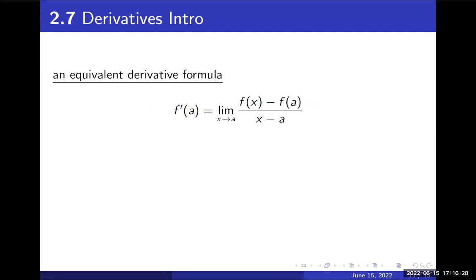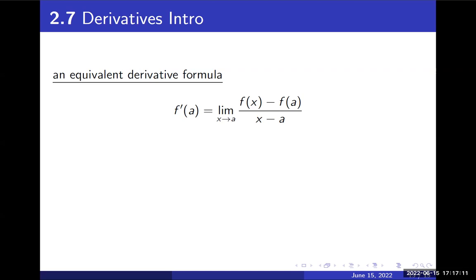An equivalent derivative formula. It turns out the formula we've been using, which is what you see right there, is not the equivalent derivative formula yet. That formula is where we begin. It's based on our earlier exploration, where we take the limit of the slope of a secant line to find the slope of the tangent line. But as we move forward, we're going to need to rewrite this formula a little bit in order to take the next step.